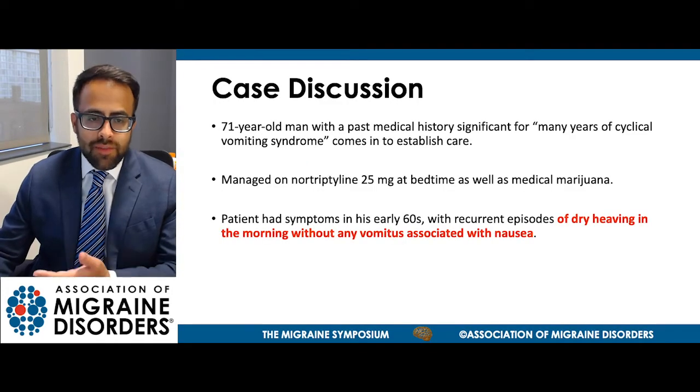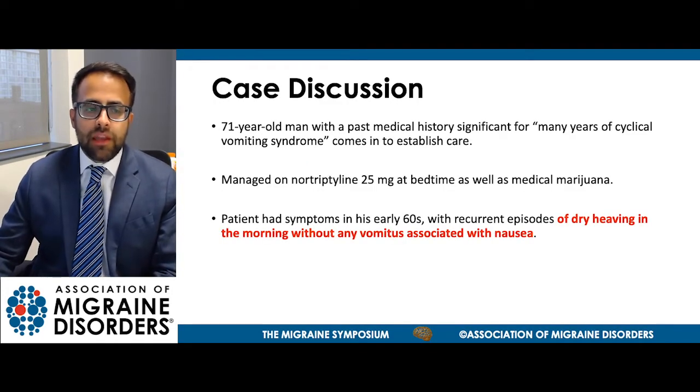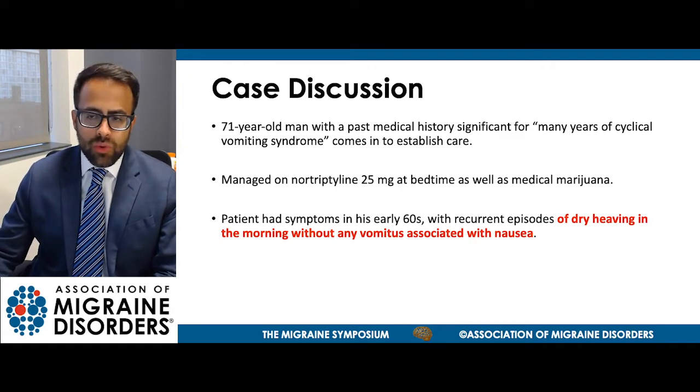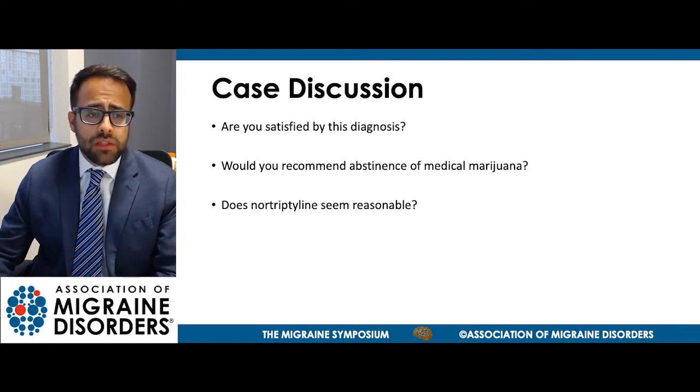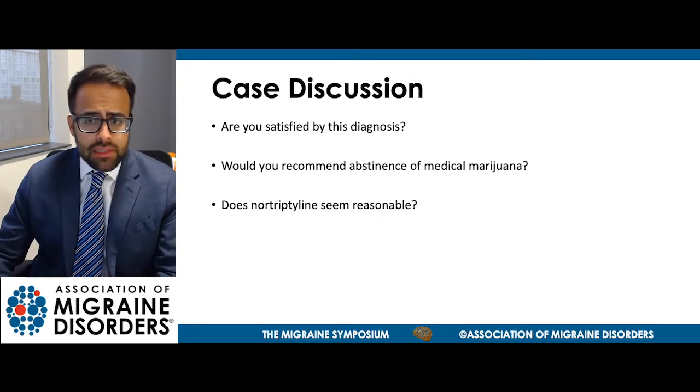So I saw a 71-year-old man who was diagnosed with cyclic vomiting syndrome many years ago, managed on nortriptyline, 25 milligrams. He does use medical marijuana. Symptoms started in his early 60s, and episodes included dry heaving in the morning without any vomitus, associated with nausea. So the questions I would encourage you to have are: are you satisfied by this diagnosis? Would you recommend abstinence of medical marijuana? Does nortriptyline seem reasonable in this case?